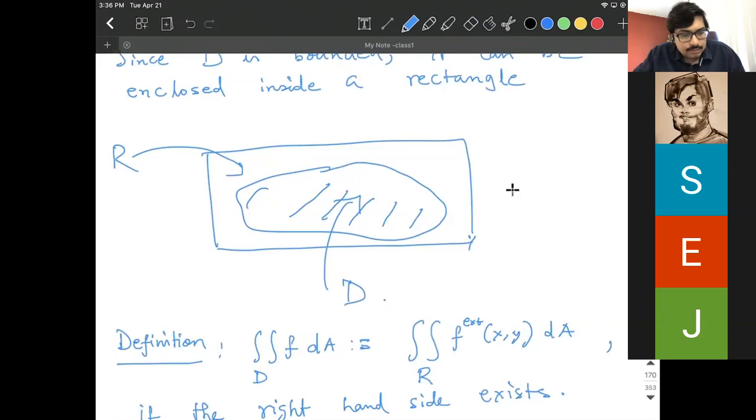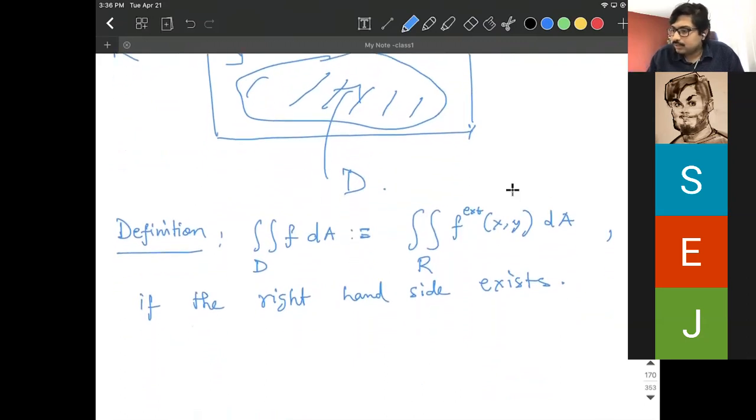I mean, as it is, it makes perfect sense. Well, that's why I wrote that if the right hand side exists. You can suppose f to be continuous if you want. Even then, there could be a problem.